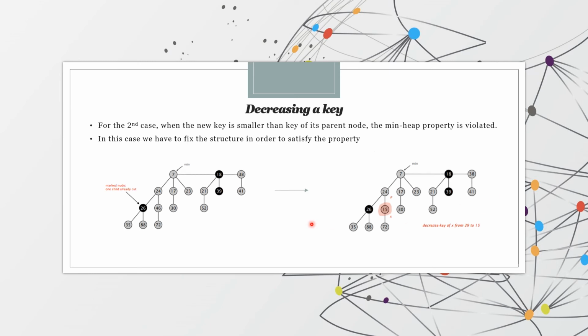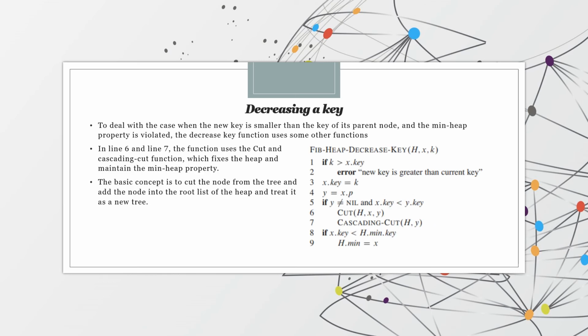But for the second case, when the new key is smaller than the key of its parent node, the min heap property is violated. In this case, we have to fix the structure in order to satisfy the property. That is, when we convert from 46 to 15, the value of the parent node is greater than the child node, which violates the min heap property. So to deal with this case, the decrease key function uses some other functions. In line number 6 and line number 7, the function uses the cut and cascading cut functions, which fix the heap and maintain the min heap property.